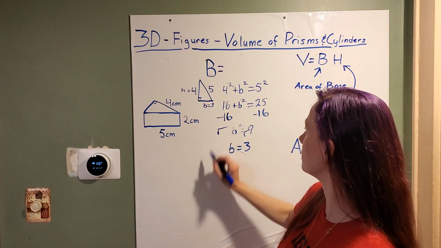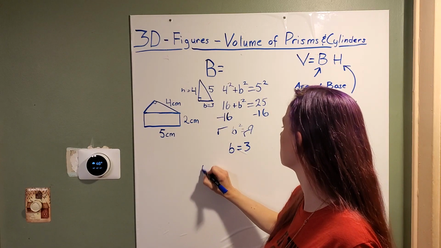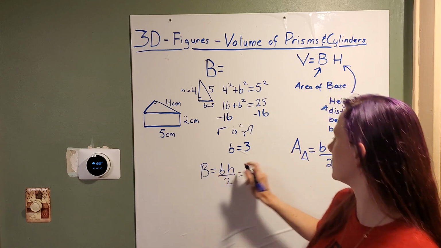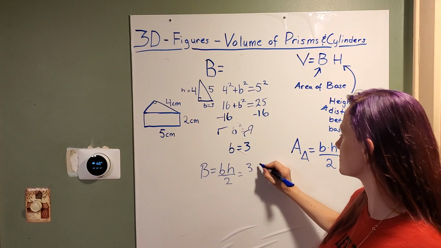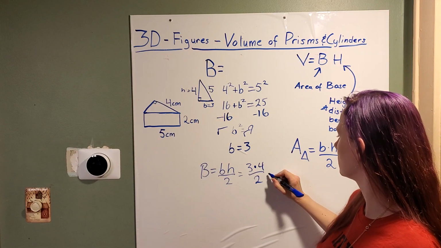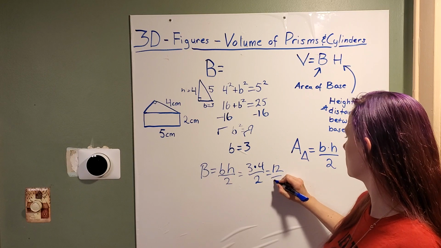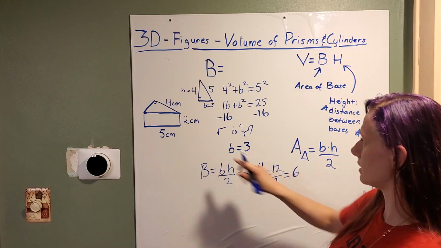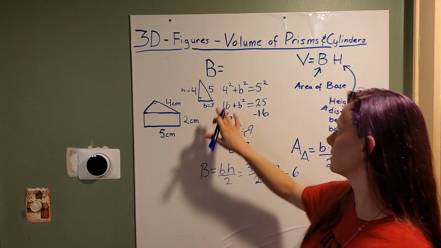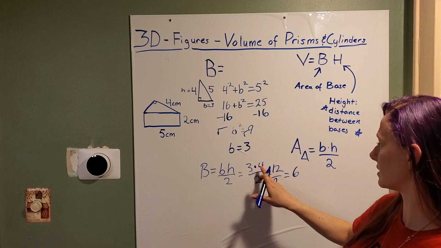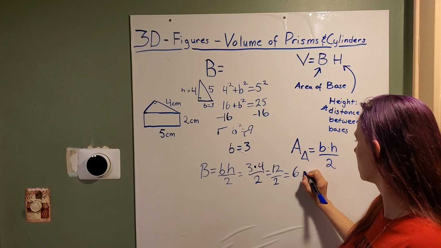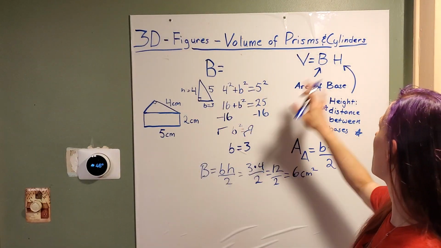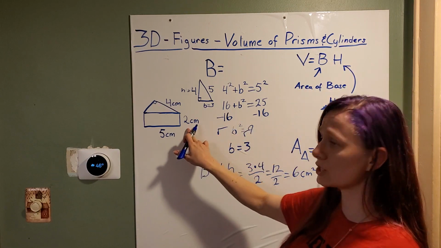So now I can do the area of my base. So b was 3, lowercase h is 4. So that's 12 over 2 equals 6. And then what was my unit? Centimeters. So centimeters times centimeters is centimeters squared. So now I have my capital B. I need my capital H. That's a little easier. That one was given.